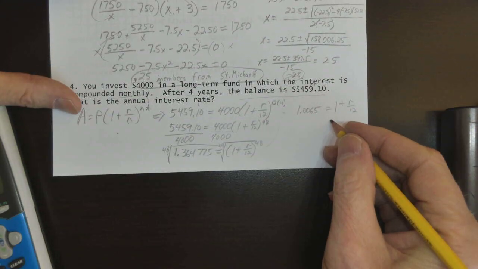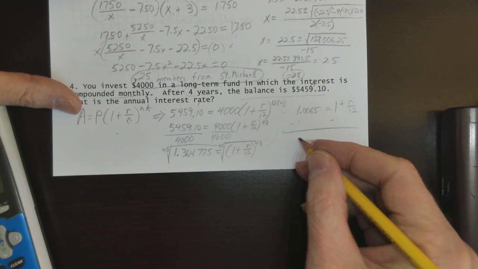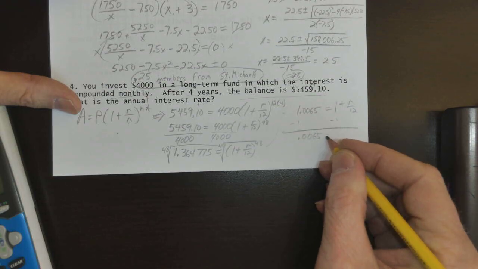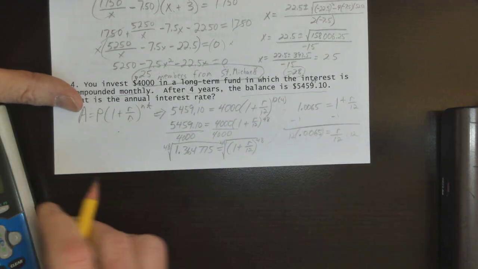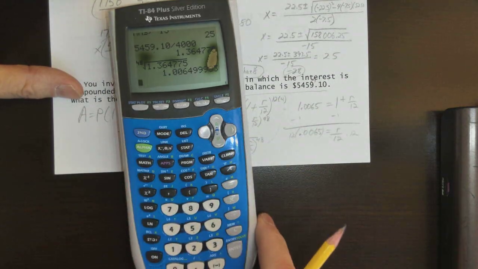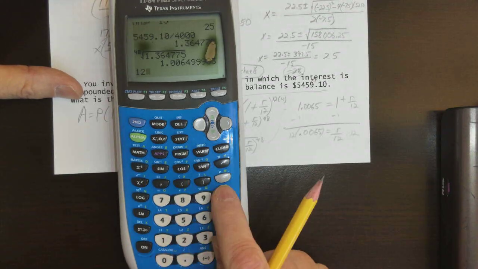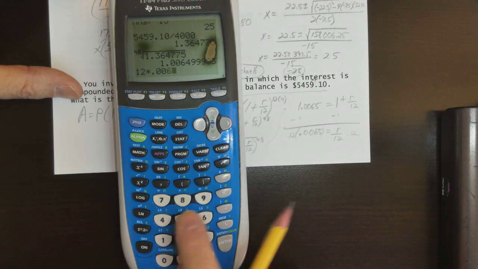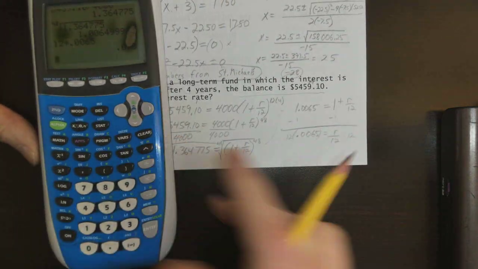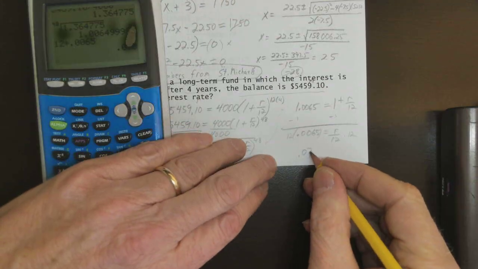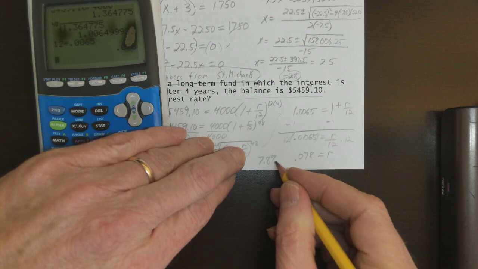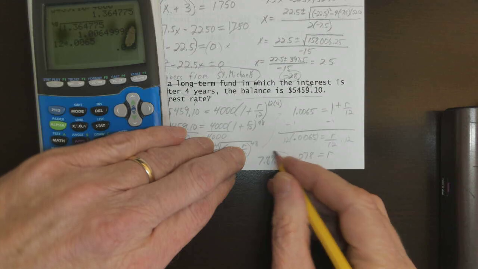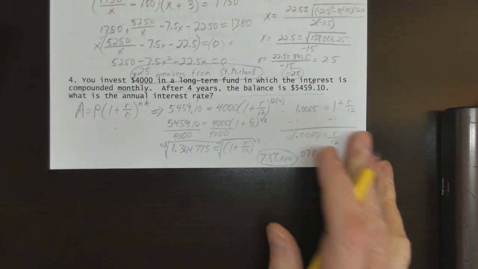I'm going to subtract 1 from both sides, and I'll get 0.0065 equals r over 12. And I'll multiply both sides by 12. 12 times 0.0065 is 0.078 r, and that is a 7.8% annual percentage rate. All right, there is number 4.